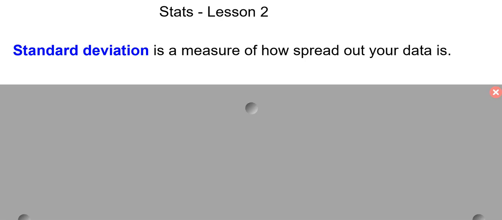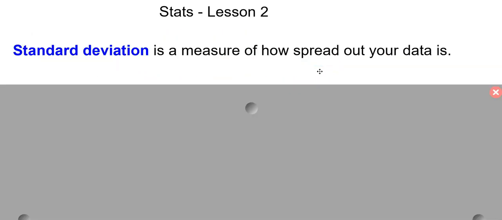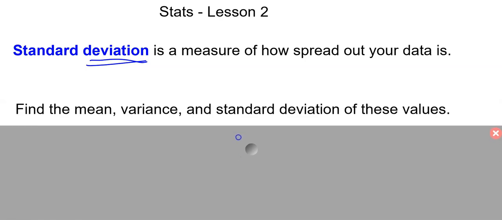So we just studied the three measures of central tendency, mean, median, and mode, which are measures of the middle of the data. Standard deviation is a measure of how spread out the data is, which is deviation from the mean.